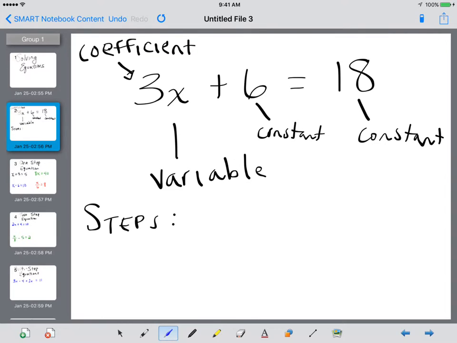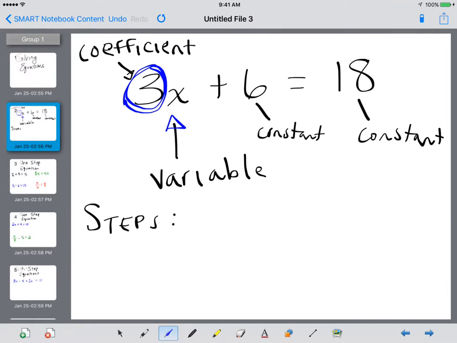In this equation, the coefficient is the number that's next to the variable. The variable is typically the letter in the problem. Most times it's x, sometimes it could be y, it could be any letter in the alphabet to solve an equation. So our letter is our variable. The coefficient is the number that's attached to it, and it's attached by multiplication if you remember. A constant is a number all by itself in the equation.